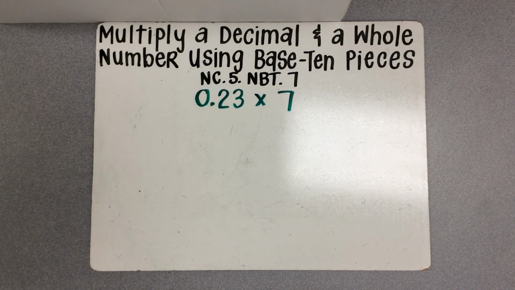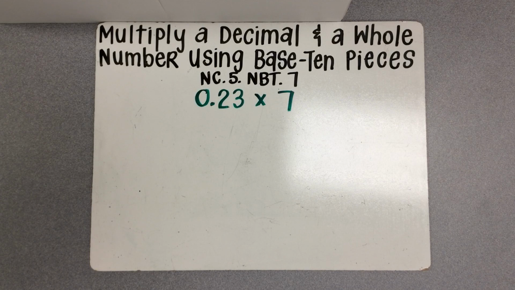In this video, we will look at multiplying a decimal and a whole number using base 10 pieces. The focus of this standard is using models, drawings, and strategies based on place value to compute problems. Here we will look at using base 10 pieces to find the product of 23 hundredths and 7. To begin, we should think about a reasonable solution.